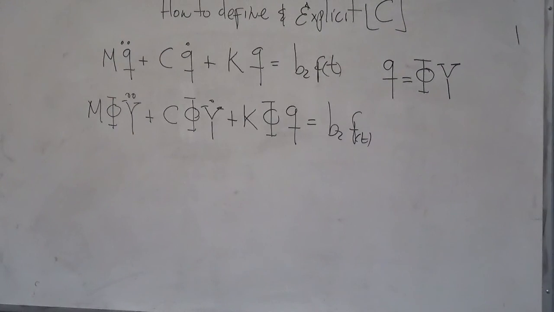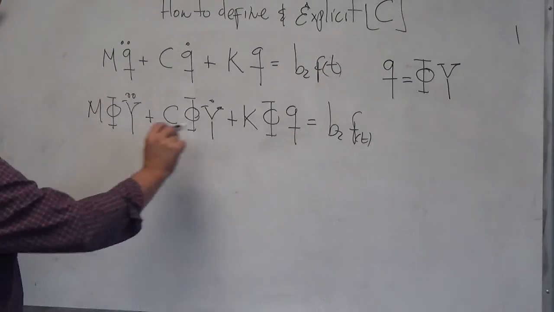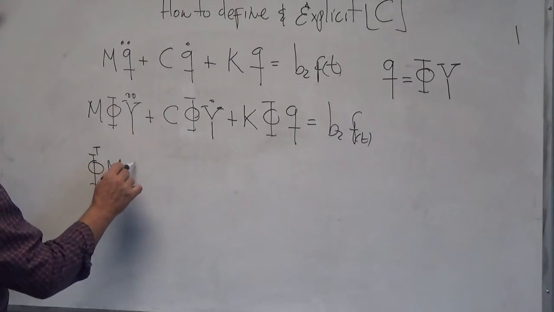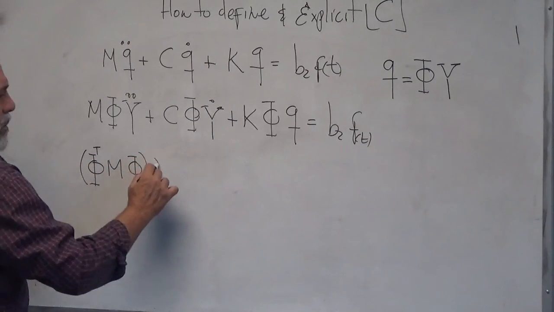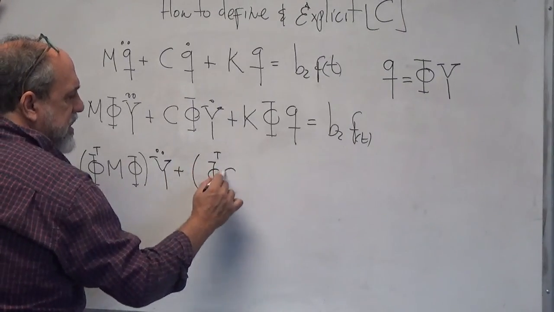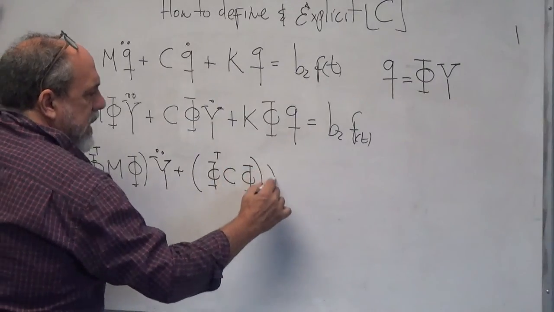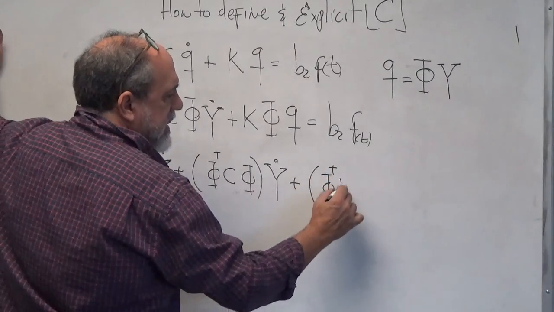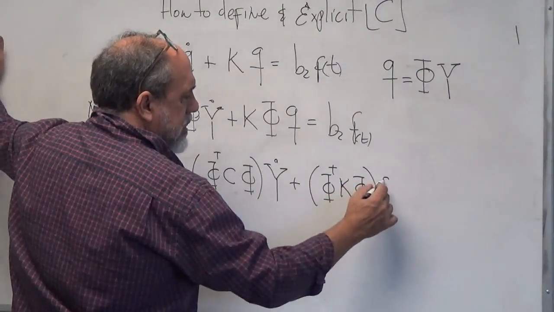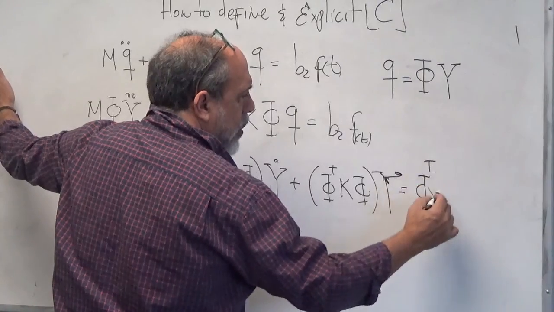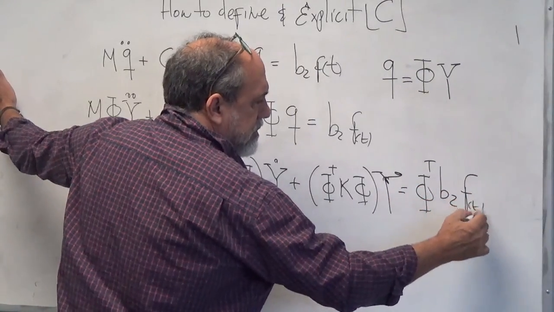Now, I recognize this thing and I say, well, if I pre-multiply this equation by phi transpose, then I can get phi transpose times M times phi multiplied by y double dot plus phi transpose times C times phi multiplied by y dot plus phi transpose times K times phi multiplied by y equals phi transpose, all of them, times B2 times Ft, right?